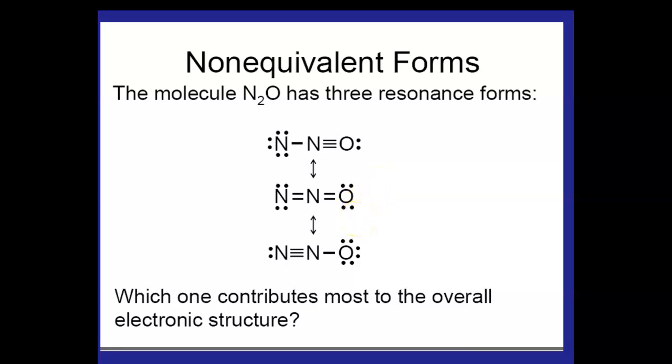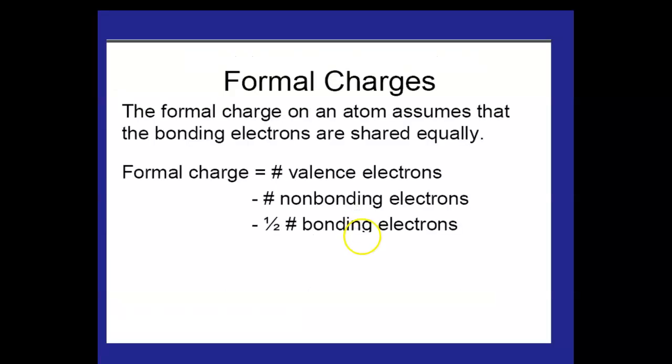So let's look at a way to determine which one contributes most to the overall electronic structure. It's called the assignment of formal charges. What we're doing, we have covalent bonding in a molecule, and we know they're sharing, but we have an accounting technique that assumes that the bonding electrons are shared equally, that we know they're not shared equally, but we assume that they are. In other words, we give them a formal charge, and that will help us to determine which is the more likely of these resonance structures to be correct.